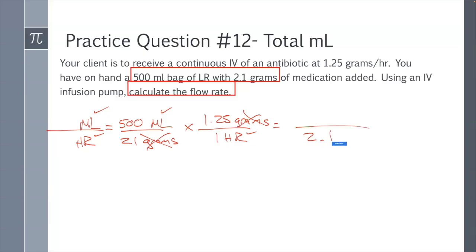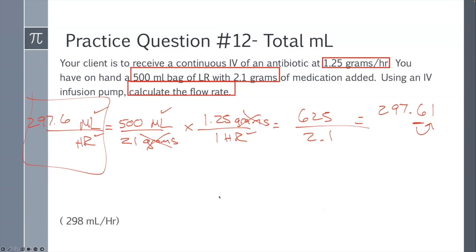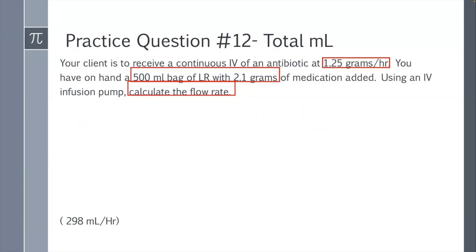That's 2.1 on the bottom, and then 500 times 1.25 on the top is 625, which we're going to divide by 2.1. And that equals 297.61. Okay, we're going to round that to the tenth. That's my tenth. Look to the right, 4 or less, we're going to let it rest. 297.6 milliliters per hour is what we're going to give this patient. If we round to the whole number, it'd be 298 milliliters per hour. All right. Clear that. On to the next.